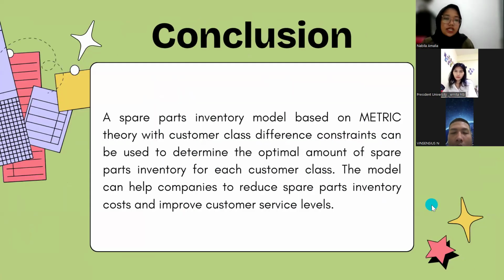And then for the conclusion: a spare parts inventory model based on METRIC theory with customer class difference constraints can be used to determine the optimal amount of spare parts inventory for each customer class. The model can help companies reduce spare parts inventory costs and improve customer service level.